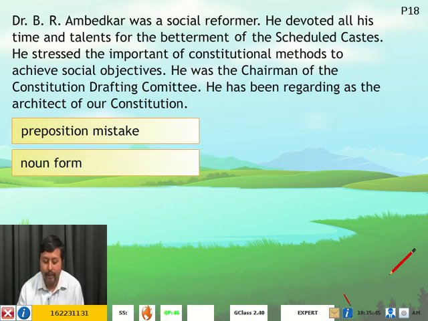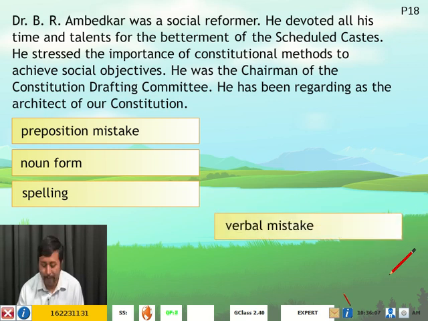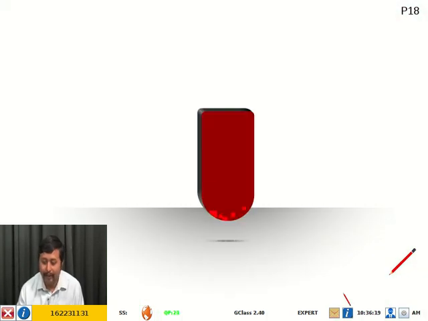Then we have noun form. Where is that? Important. What should be the word? It should be importance. Importance of constitution. Then there is a spelling error. Which one is that? Very good. What's the committee word? C-O-double-M, right? C-O-double-M-I-double-T-double-E. Then we have a verb mistake. Where is that? Look at the last line. He has been regarding. No, it should be he has been regarded. It's in passive voice.